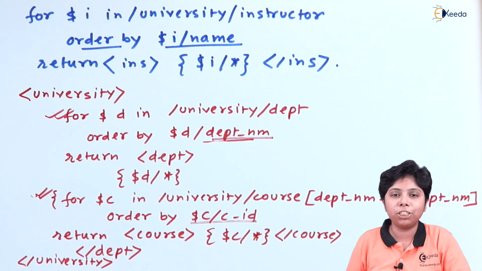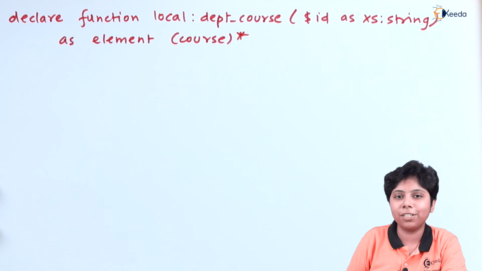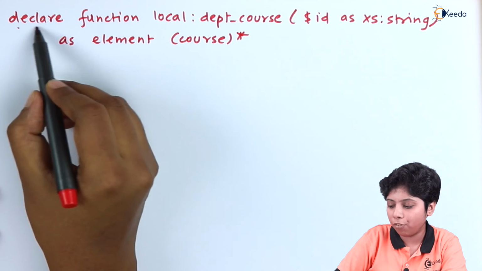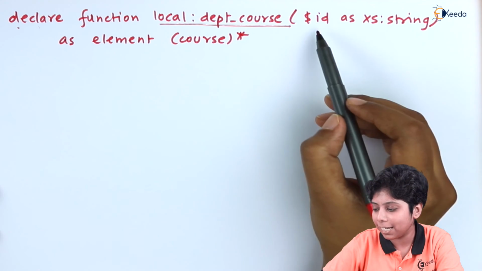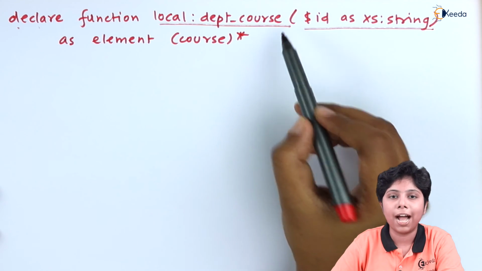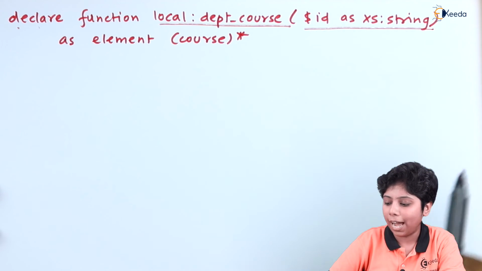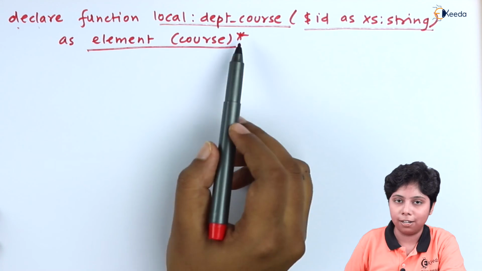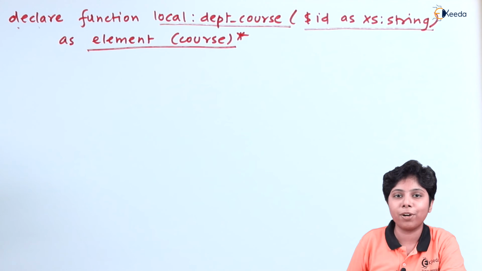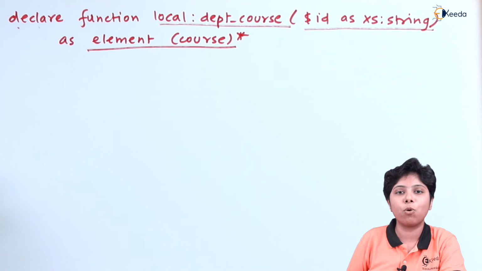Now we will see functions, how to use them, and the types of functions inside an XML query. First, to declare and define a function, we use the keyword declare function followed by the function name. So first, how to declare it? Use the keyword declare function, then the name of the function, local department course, which takes as an argument the ID field of an instructor as a string, and then gives the result as an element, which will be a relation, course star. That means based on the department-wise codes, we are fetching all the courses of the instructor.